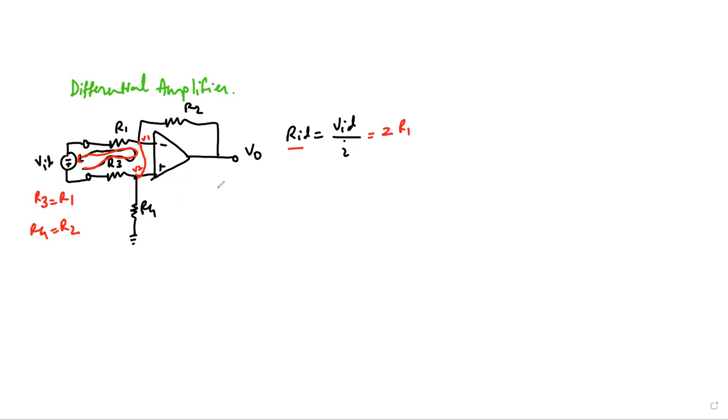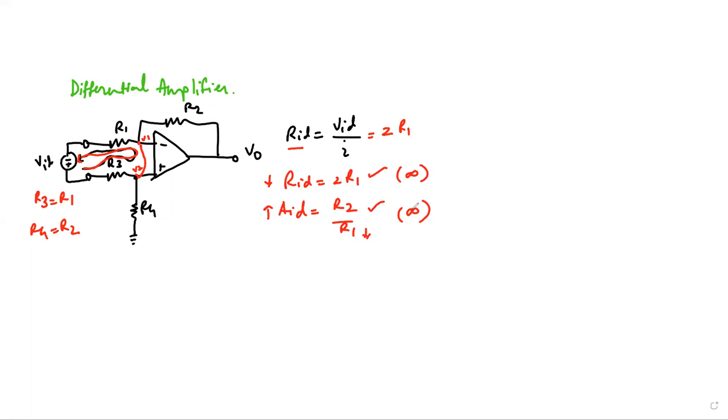Okay, so we have this RID, which is 2 times R1, and the differential gain AID, that is set by R2 over R1. So if we want higher gain, we can reduce the value of R1, but at the same time, RID goes down with the reduction of R1. That is the drawback of this circuit. We want high input resistance and high gain both. Ideally, this should be infinite, and this should as well be infinite. So how do we circumvent or solve this problem?